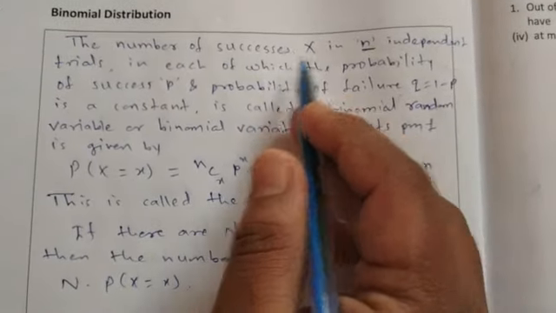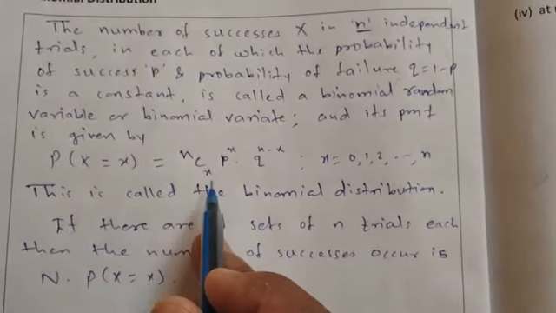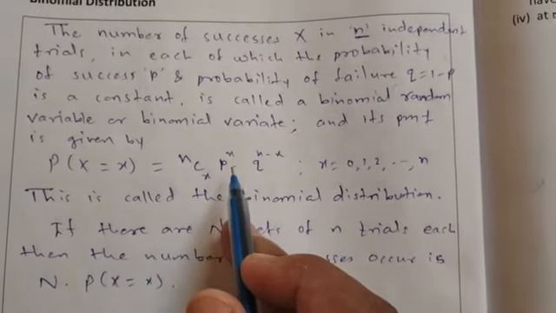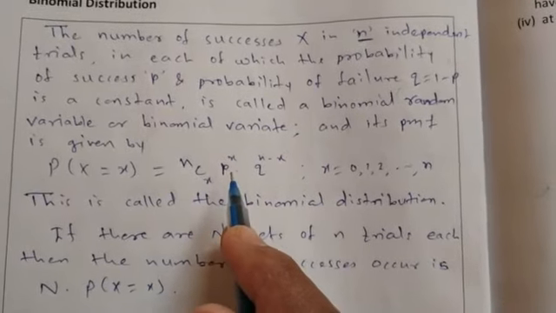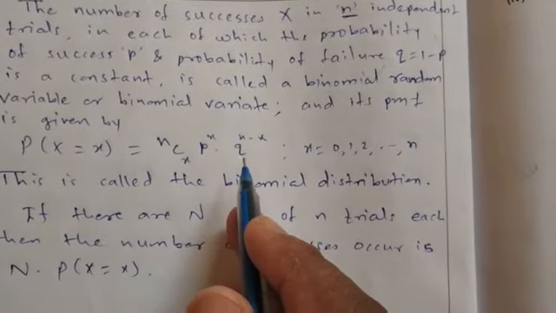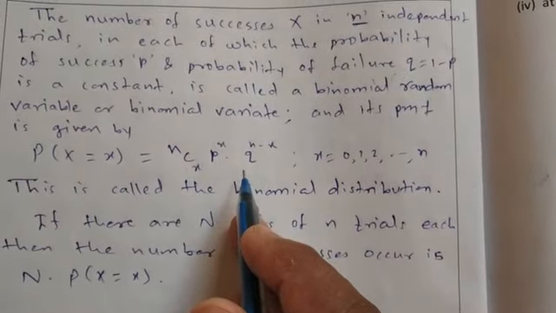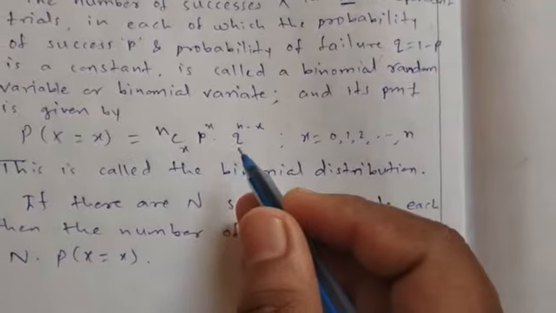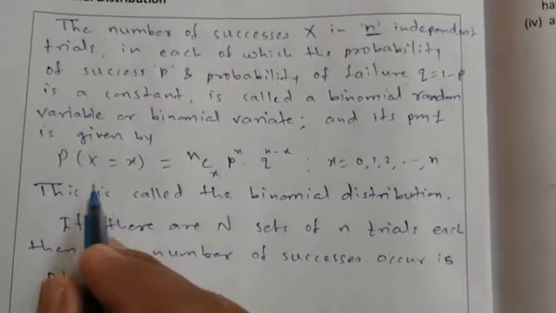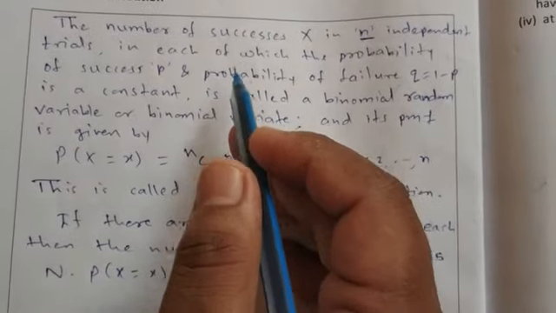If X is the number of successes, then its PMF is given by this formula nCx. N means the number of trials. P means the probability of success. So in our example, P is 1 by 2. Q means the probability of failure, which is 1 minus P. In our example, if our target is getting head, then failure means getting tail, so its probability is 1 by 2. In this way, we define the PMF when X is the number of successes.